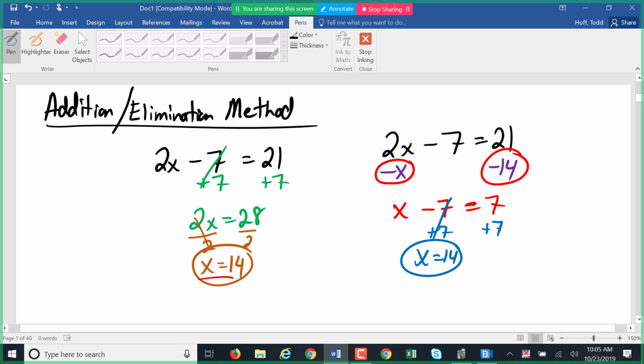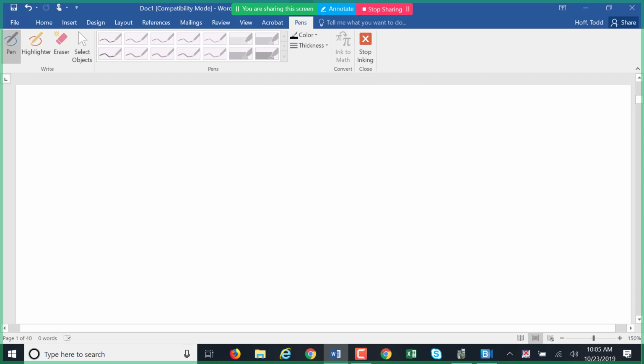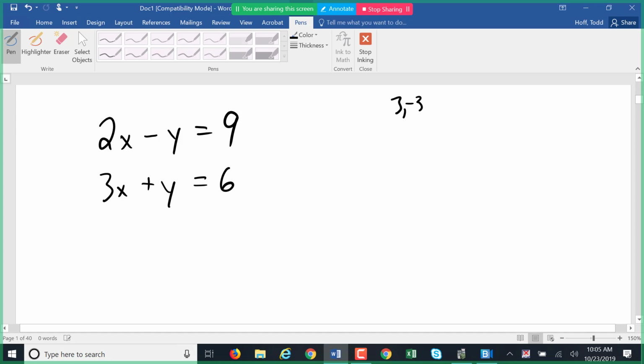Well, in our systems of equations, let's do something like this. 2x minus y equals 9, and 3x plus y equals 6.